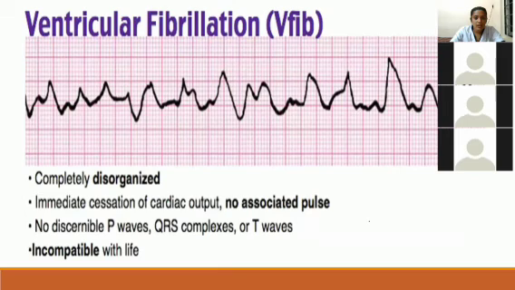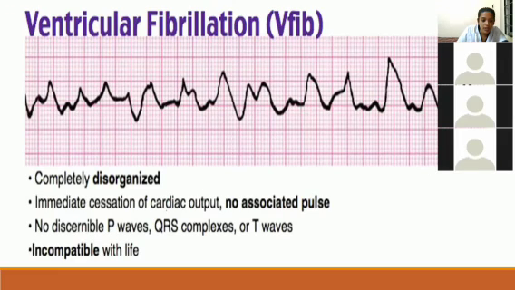So this is ventricular fibrillation. Here you can appreciate that there is no P wave, not even a QRS complex, no proper morphology for the waves. The waves are completely disorganized.